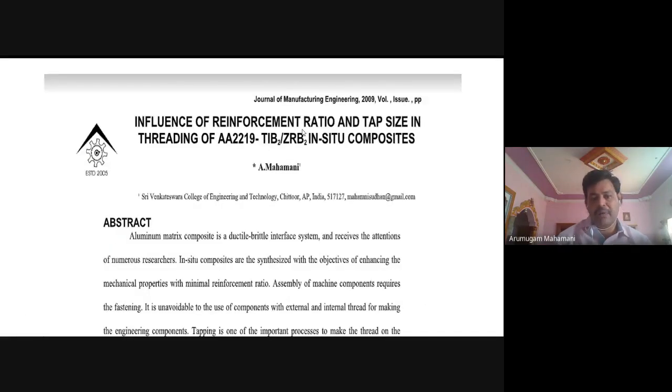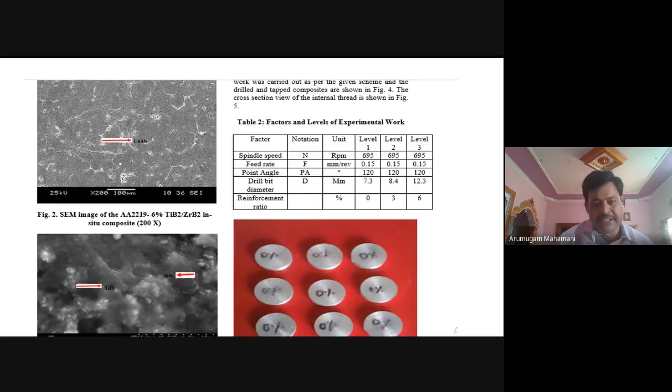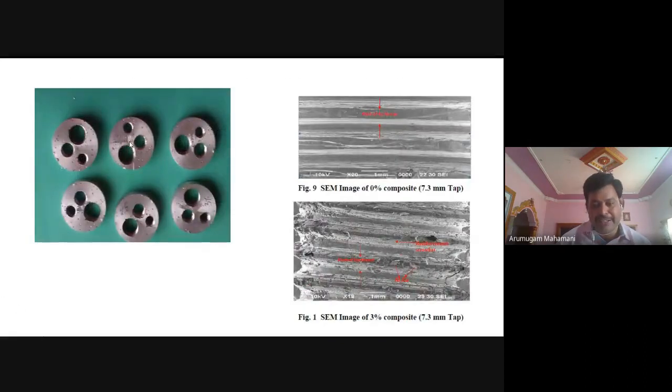Next, I am going to talk about the reinforcement, the tapping. We also did drilling and tapping, but we can't bring this work to a big level because of various reasons. This is the drilling parameters. This is our component: one cylindrical composite we made and sliced like that, and we used it for tapping. It is experimental work available in our laboratory. One of my MTech students did this.